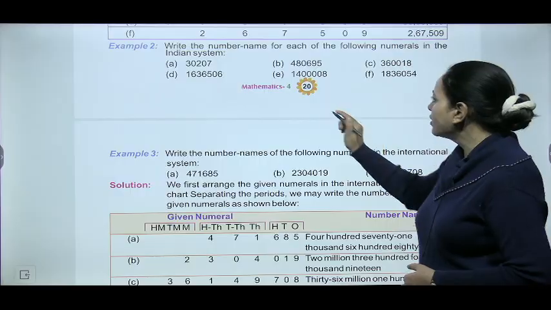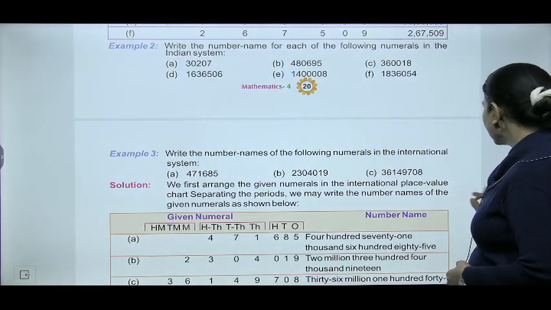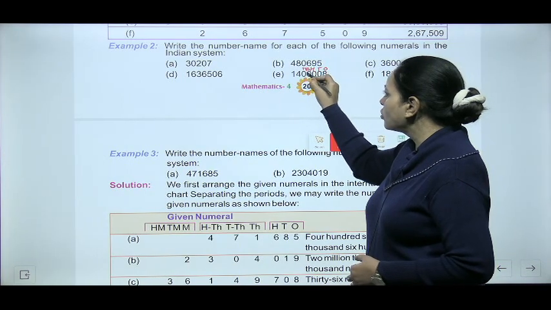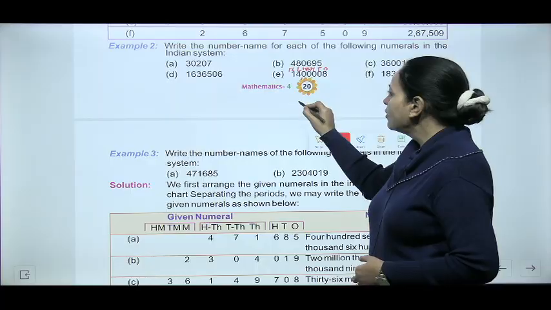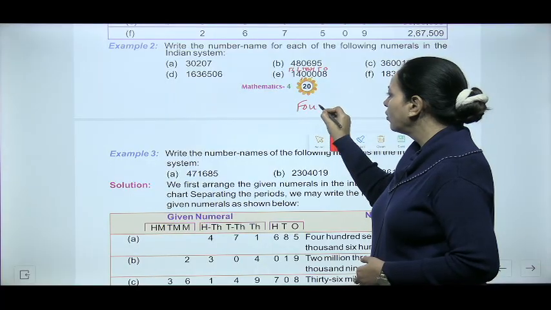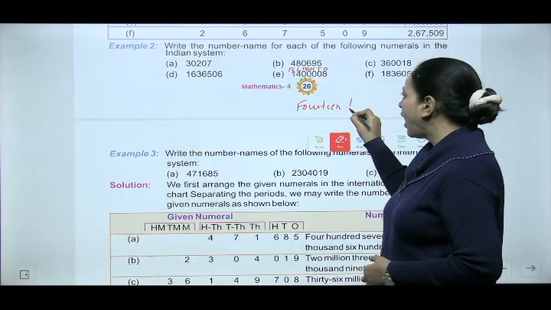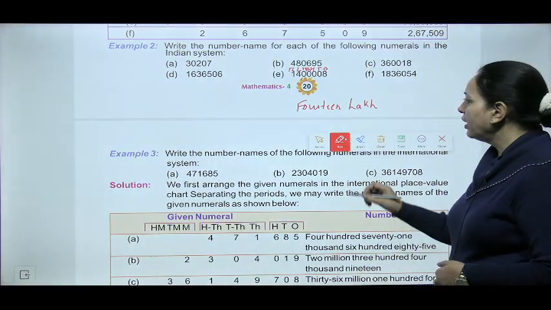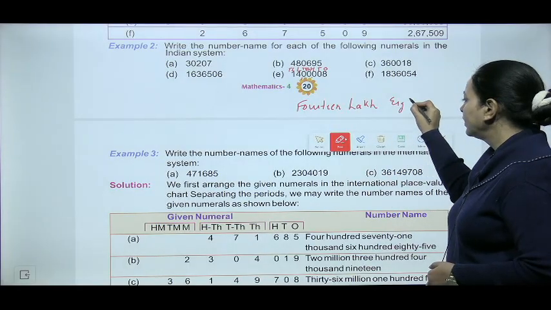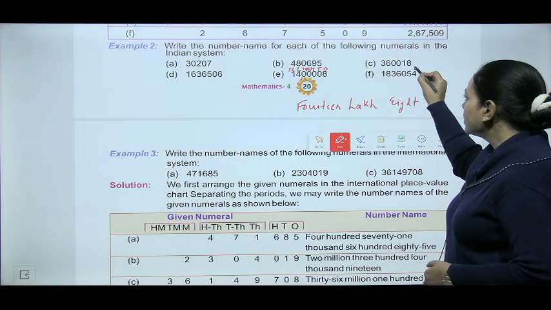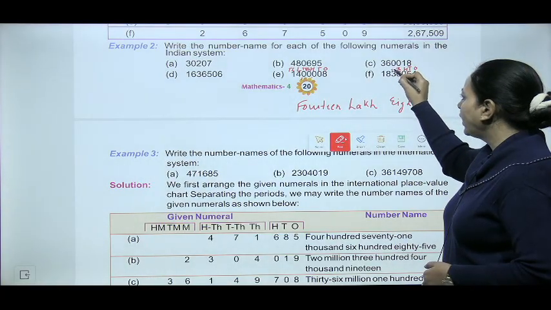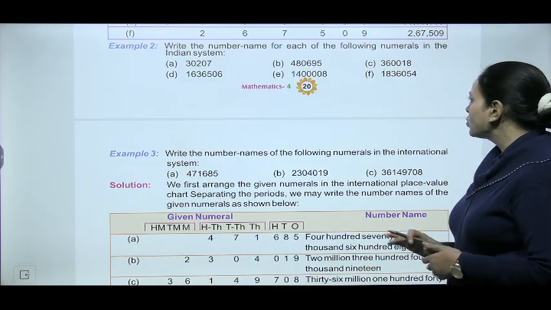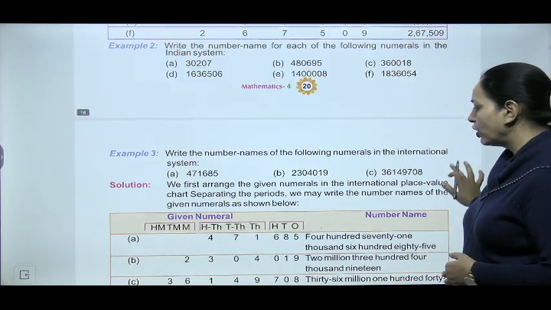Like here E part, here just separate it. So ones, tens, 100, thousand, 10,000, then comma, lakh, 10 lakh. So 14 lakh, 1,000 nothing, 100 nothing, 14 lakh 8. Similarly this: ones, tens, 100, 1,000, 10,000, lakh, 10 lakh, 18 lakh, 36,054. So like this we can do it.